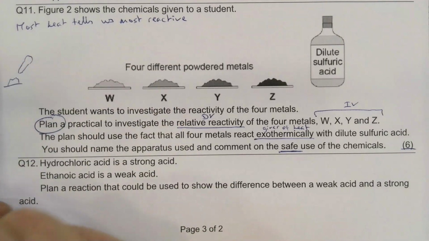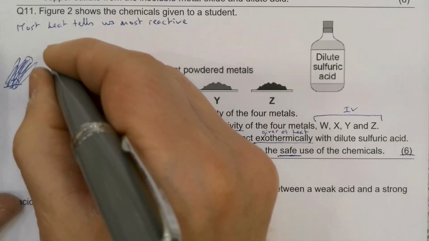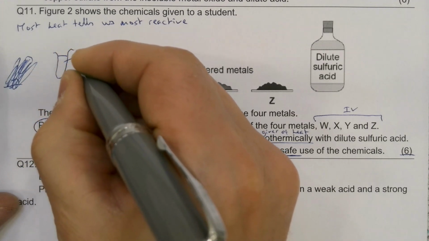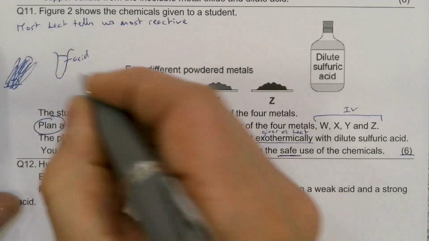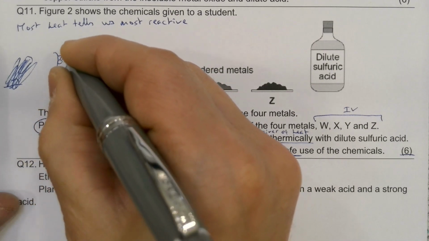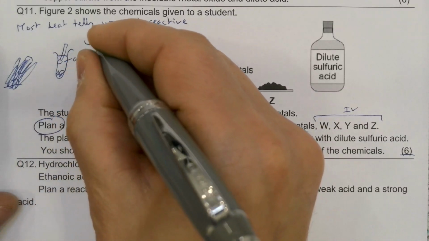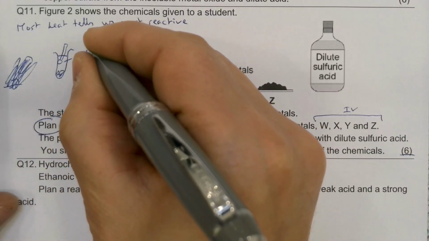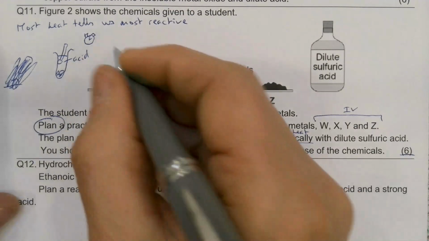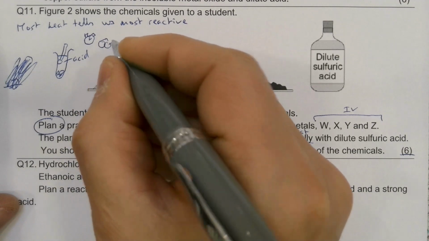How might I do this? So I could add it with a dropper. In fact, what I might do instead is go to a test tube like that. I might put some acid in there, then put some metal in the bottom, and I might just record the temperature, but I'm going to have to do it over the same amount of time. To make sure it's safe, safety, what am I going to use? Well, I'm going to make sure I use goggles.